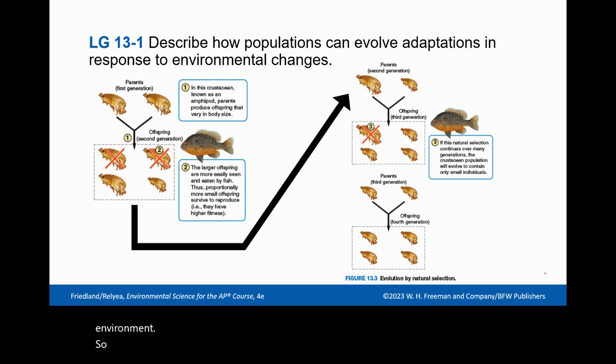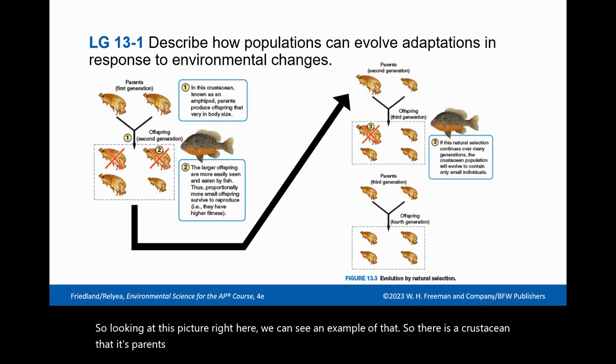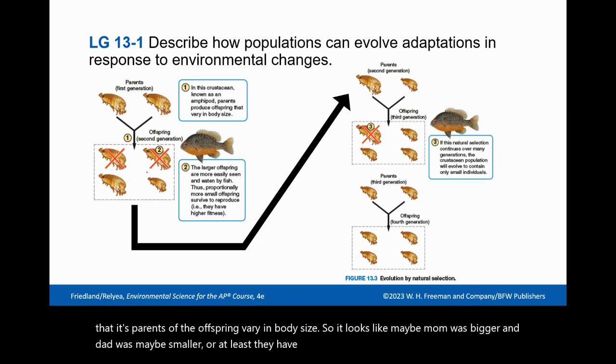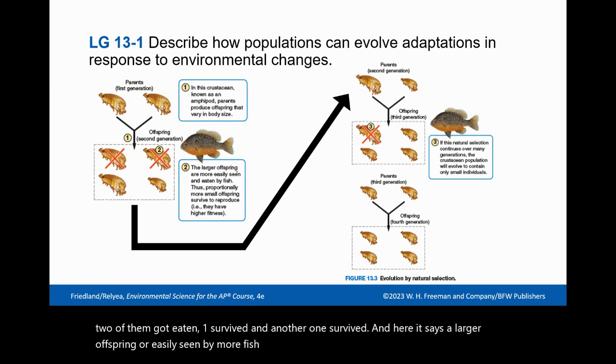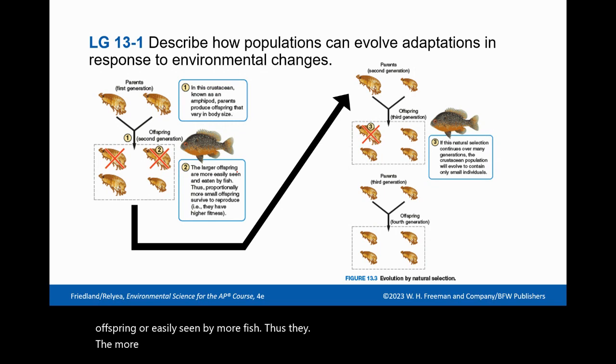So looking at this picture right here, we can see an example of that. There's a crustacean whose offspring vary in body size. So it looks like maybe mom was bigger and dad was maybe smaller, or at least they had the genetics in there. They had four little babies. Two of them got eaten, one survived, and another one survived. And here it says the larger offspring are easily seen by more fish. Thus, the more offspring that were small could survive and reproduce because the fish didn't eat them.